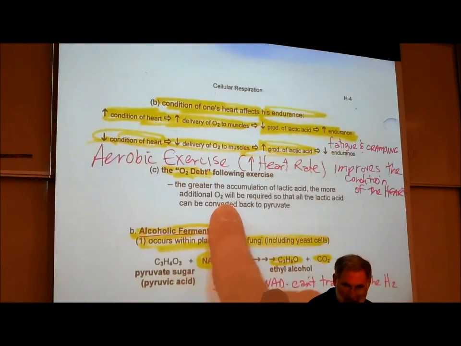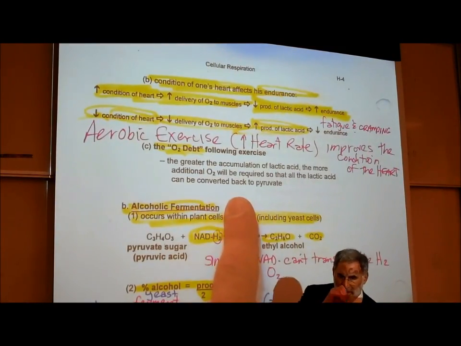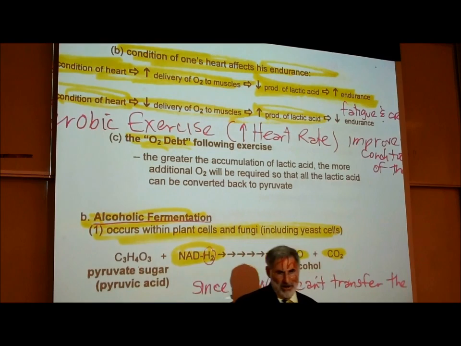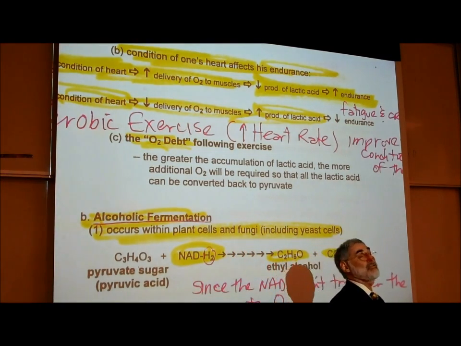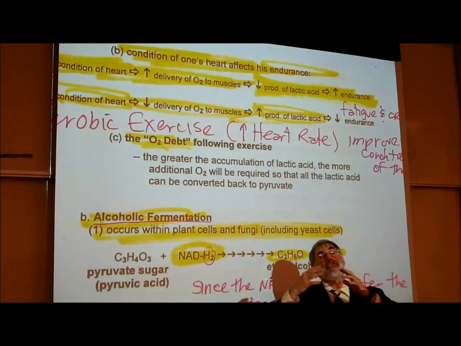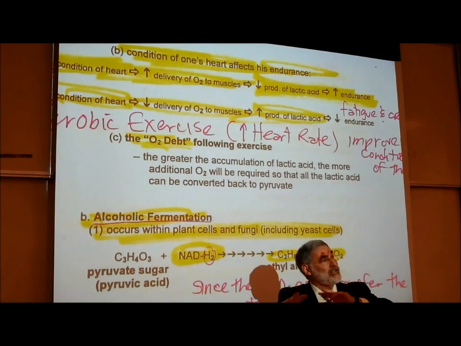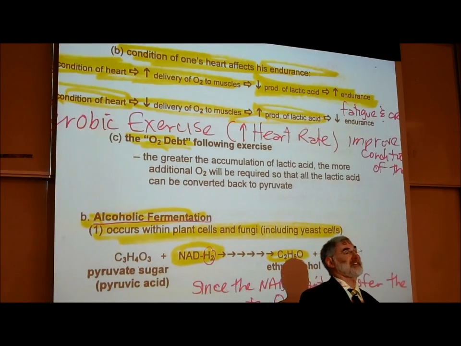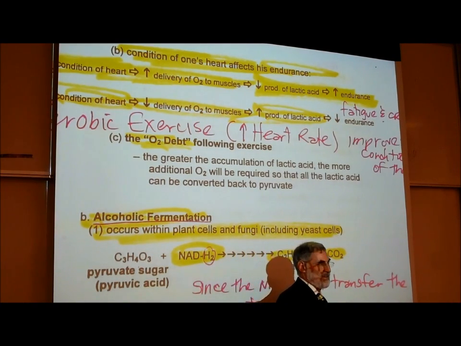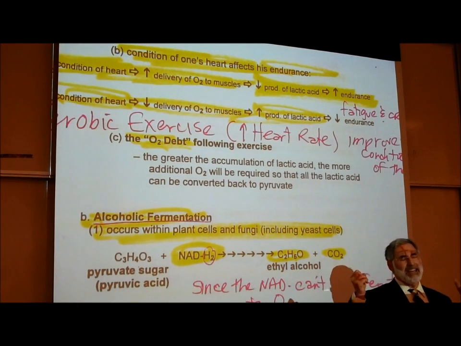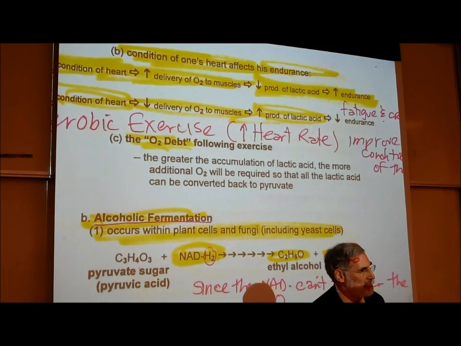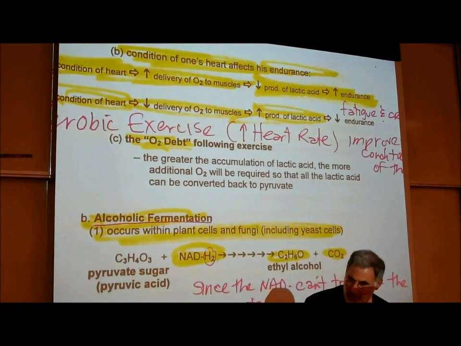That's this term right here on H4. The greater the accumulation of lactic acid, the more additional oxygen that will be required to get rid of that lactic acid when you're done exercising. Because you've got to take in additional oxygen to convert that lactic acid back into pyruvate sugar and break it completely apart into CO2 and water. That's why you continue to breathe at an increased level when you're done. The longer you're breathing hard is an actual indication of how much lactic acid you accumulated when you were exercising. Has everybody got it? So this is called the oxygen debt.